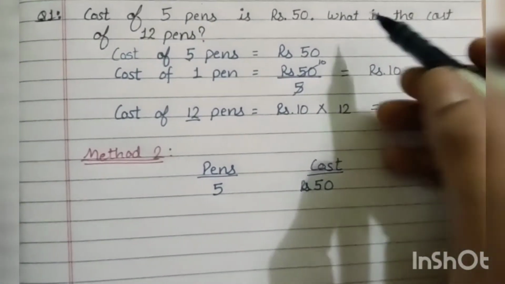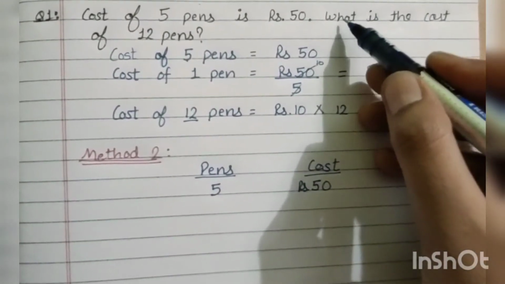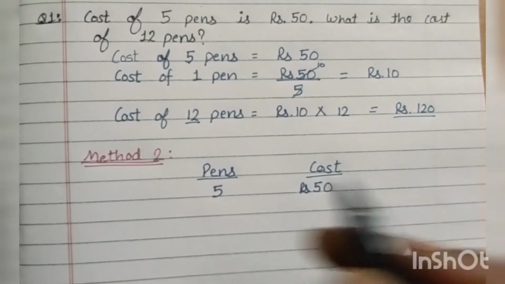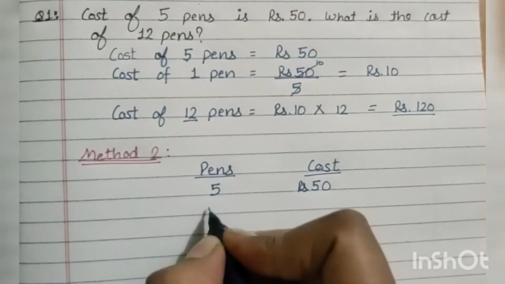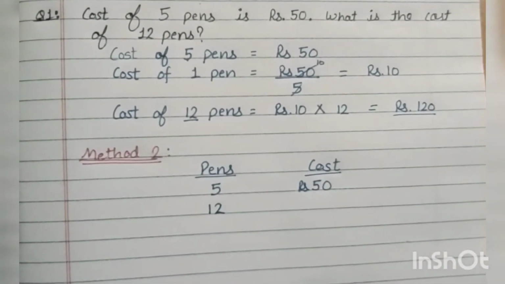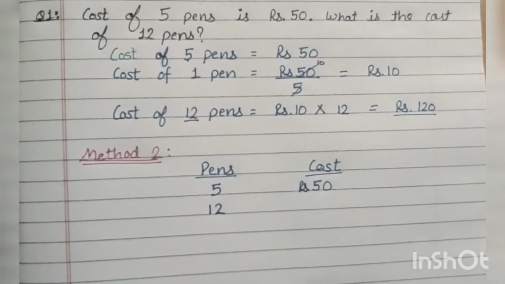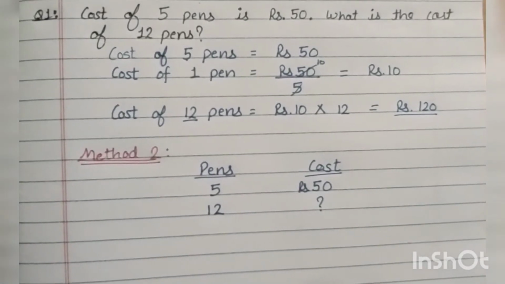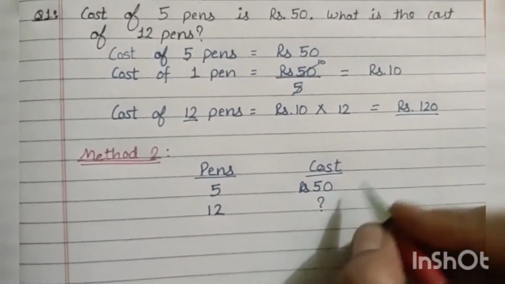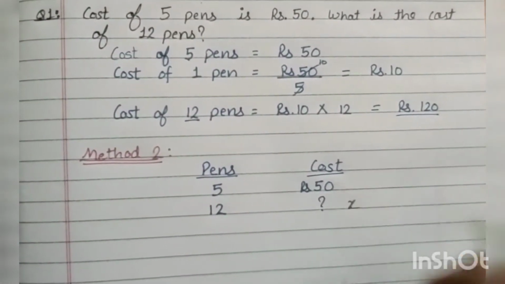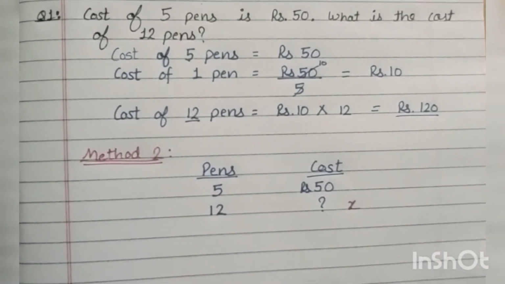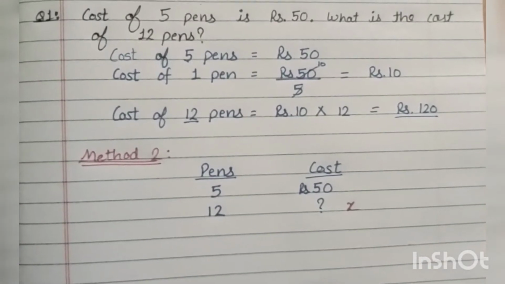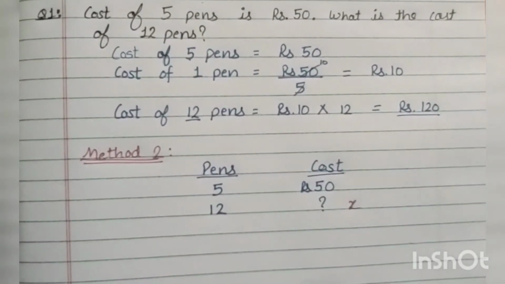Now let's read the other statement. We have to find the cost of 12 pens. So this time pens is given, so we will write 12 here, but the cost is not given. We have to find this cost. So we will write it as a question mark, or we can replace it by X. Now we will do the cross multiplication method and find the value of this X.